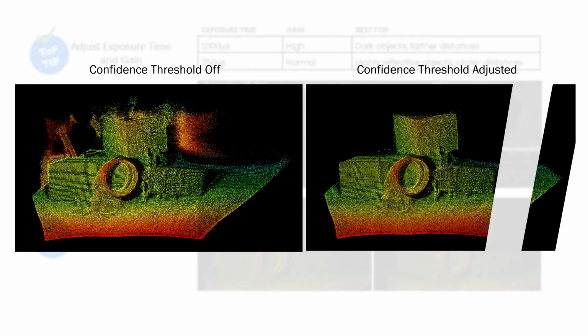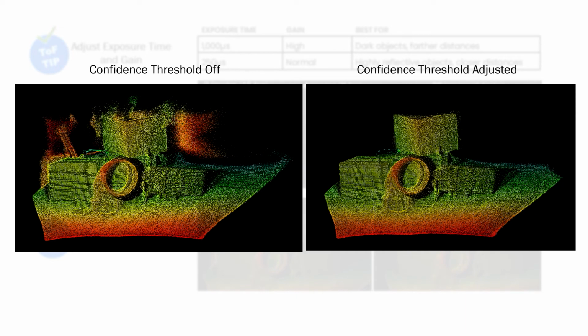Finally, we can also adjust the confidence threshold. Each point in a point cloud has a level of reliability in its position based on its temporal variations. Points with less confidence can be filtered out by adjusting this threshold.